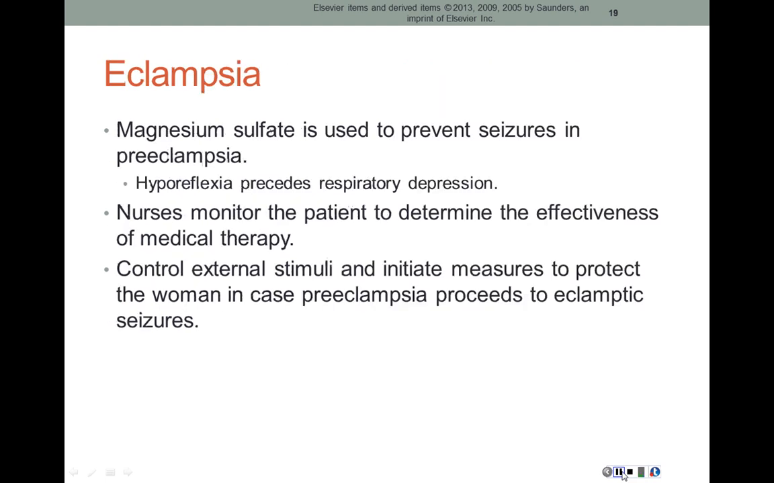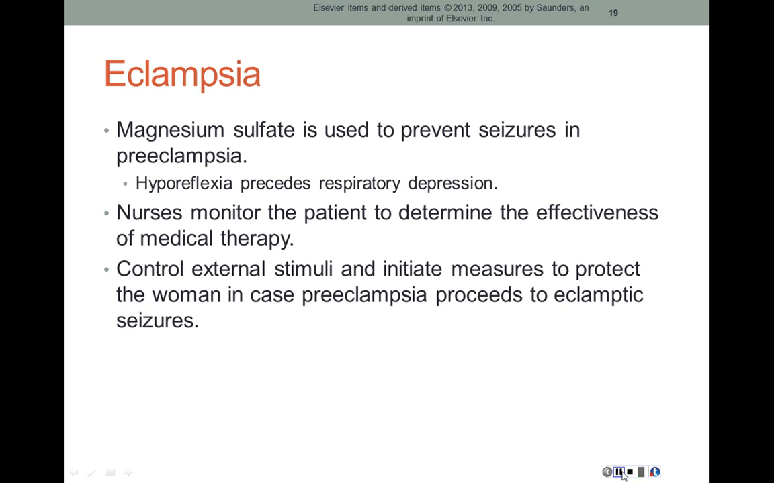So eclampsia basically means seizure. So we use magnesium sulfate to prevent seizures in preeclampsia, to keep it from going to full-blown eclampsia. So we have to monitor the patient and make sure that the medication we're giving them is effective.